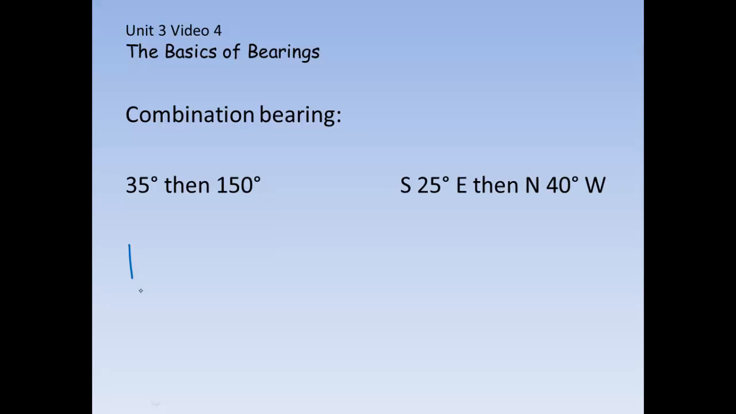So we're going to start here with the north-south line. We're going to head on our 35 degree bearing for so many miles, and then we get to the point where we have to turn. And now our bearing is 150, but our bearing still comes from a north-south line. So I'm going to draw another north-south line, not necessarily part of our picture, but what we want to look at is that we are turning from this new north by 150 degrees. So this would be our new path.